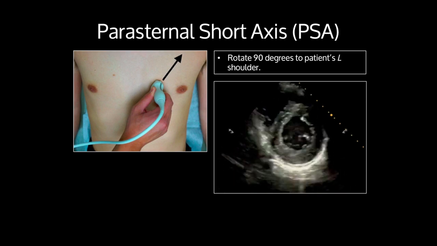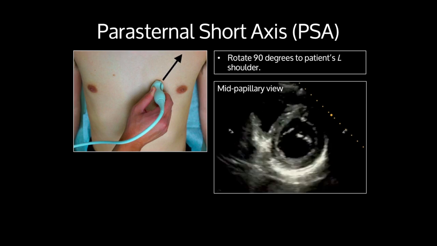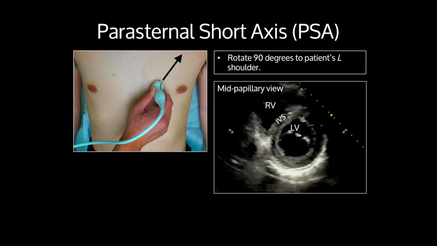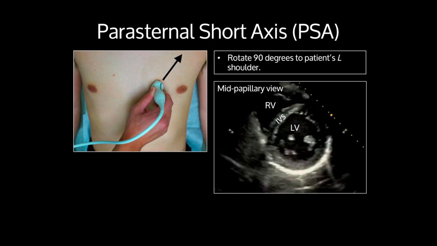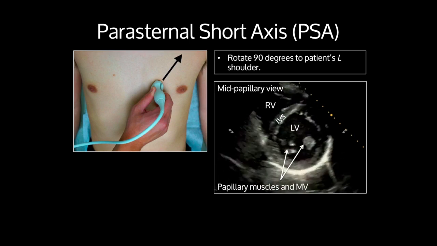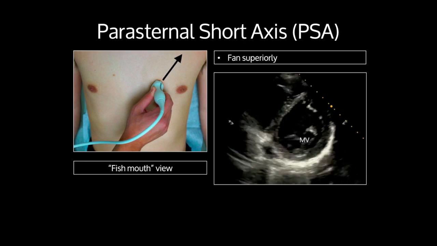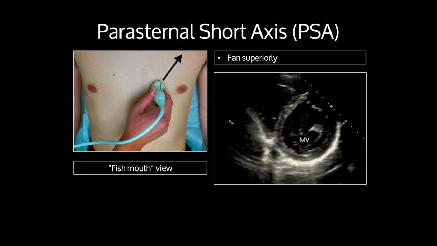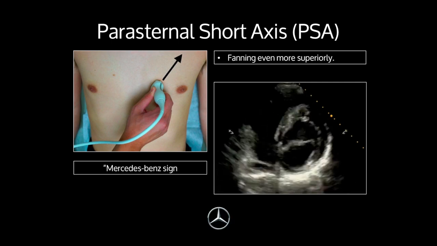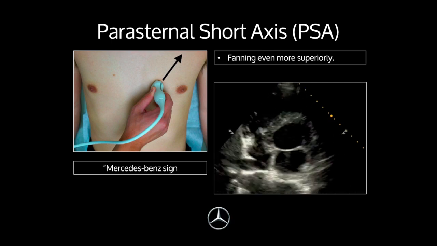In this image, we are more inferior or towards the apex in the mid-papillary view. The circle in the middle is the left ventricle. On the other side of the IVS is the right ventricle. The arrows are pointing to the papillary muscles and the mitral valve. Fanning superior to the patient's head, you can see the mitral valve leaflets in the fish mouth view. Fanning even more superiorly, you can see the aortic valve, called the Mercedes-Benz sign.